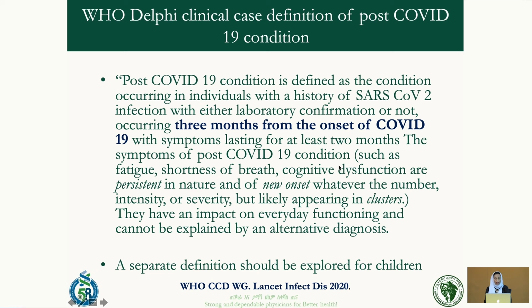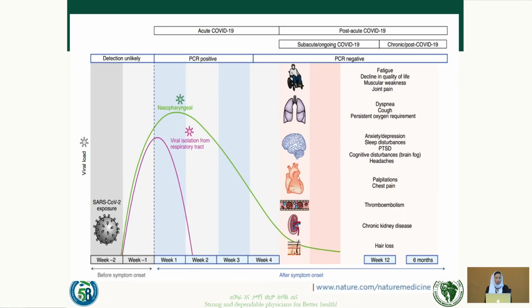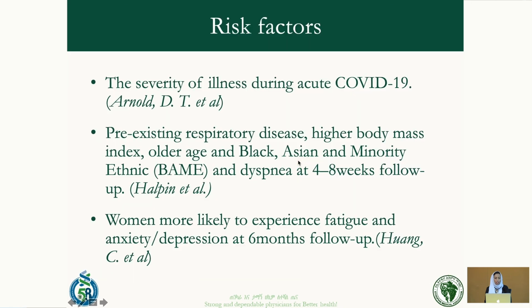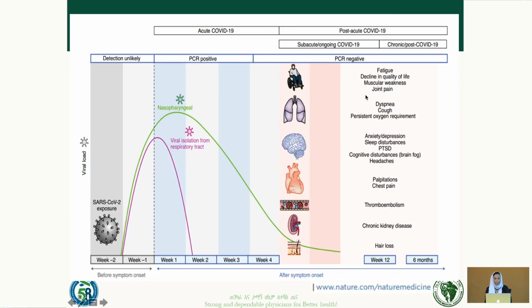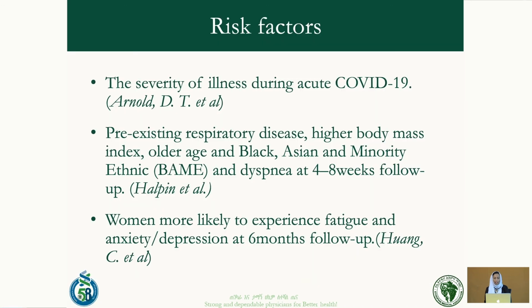So this is quite common. Common in the sense that it affects almost every organ. The commonest manifestation you see here is dyspnea. Dyspnea is the commonest manifestation, whereas neuropsychiatric manifestations are also common. So what are the risk factors? Which group of patients actually develop this long COVID?